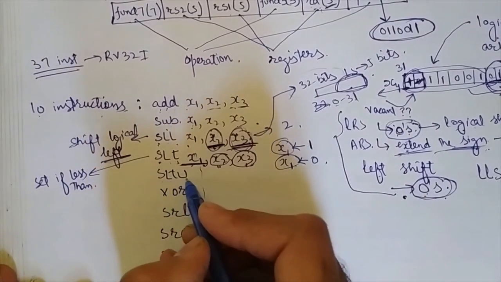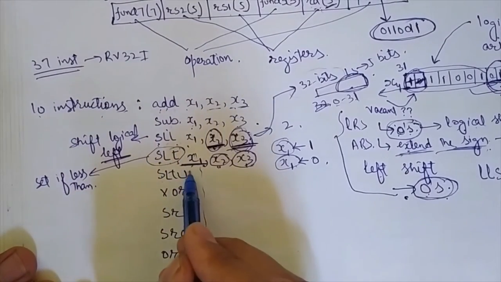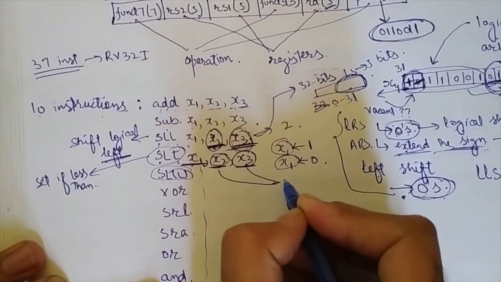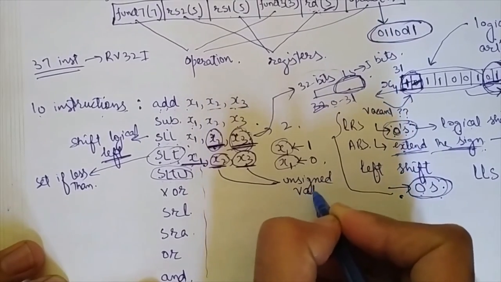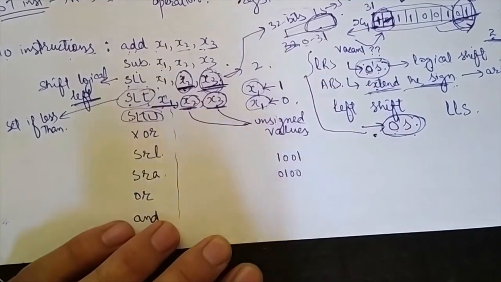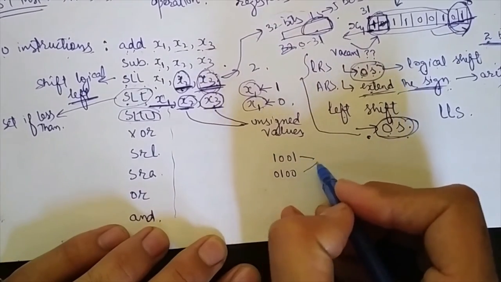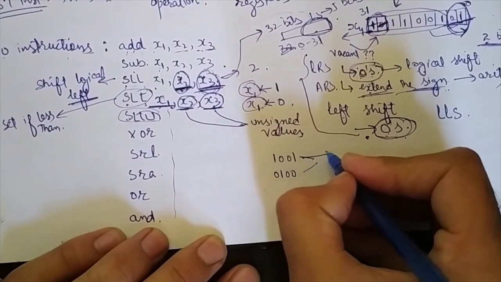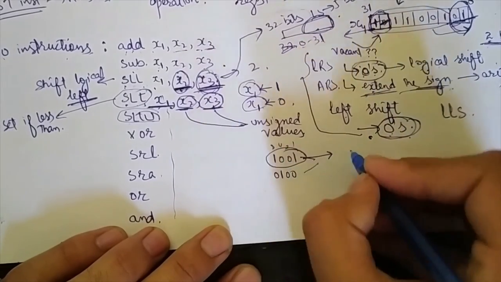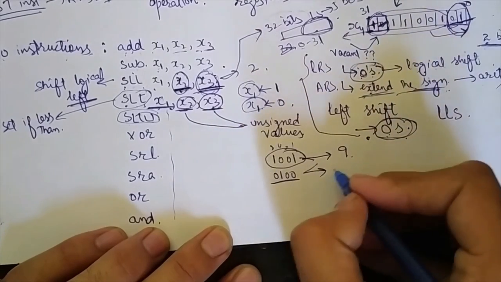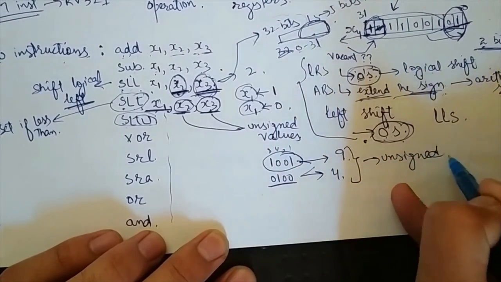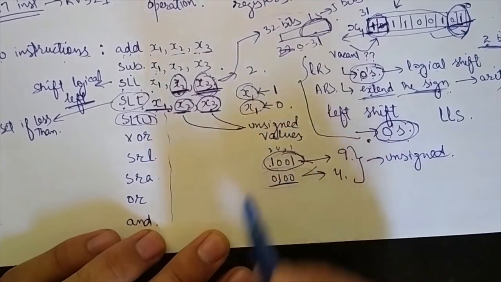Okay. Then there is SLTU. This is the same as set if less than. However, while comparing X2 and X3, we have to assume that both are unsigned values. For example, let me explain here. Let's say we have these two values. If I assume these are unsigned values, what is the value of this? What is the value of this? There won't be any sign bit. So it will be 1, 2, 4, 8. It will be 9. And this will represent 4. This will be when we consider these as unsigned. Unsigned means there is no sign bit. So everything will be a value.